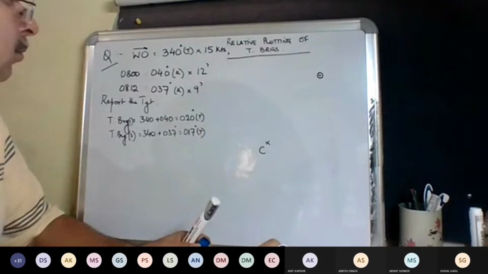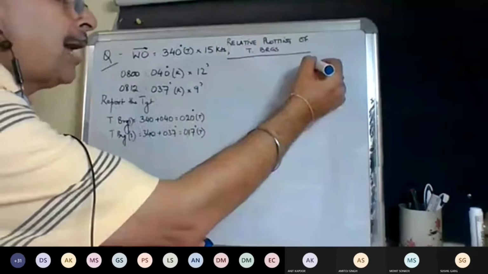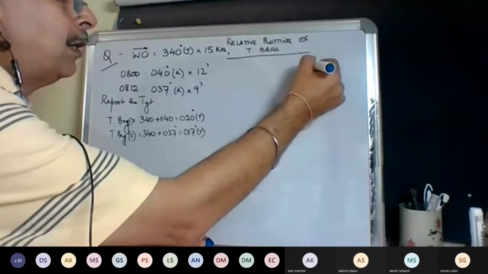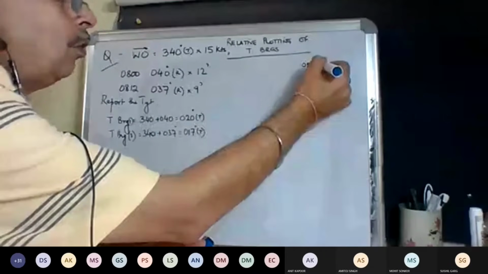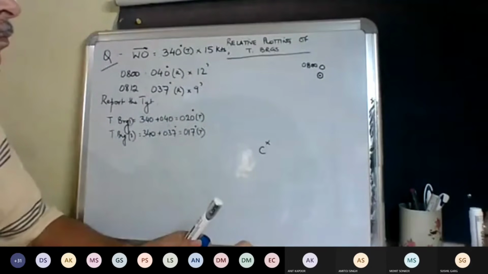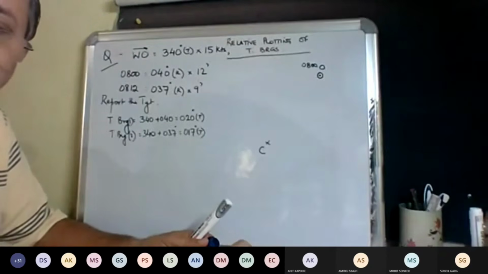First position of the target. Put a time there, 0800 hours. Call that point O. So O is the first reported position of the target.